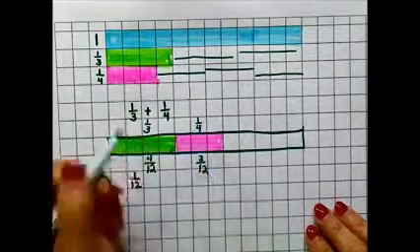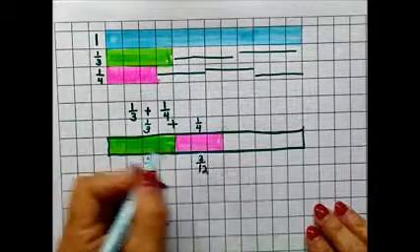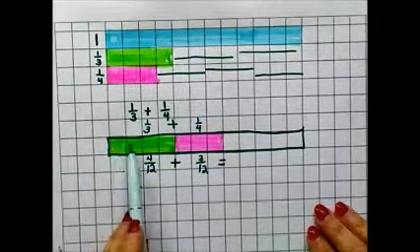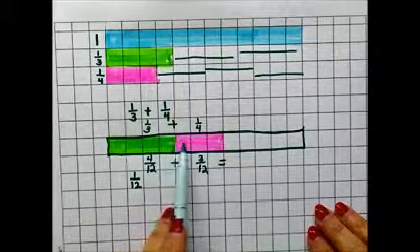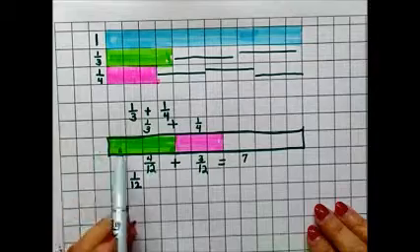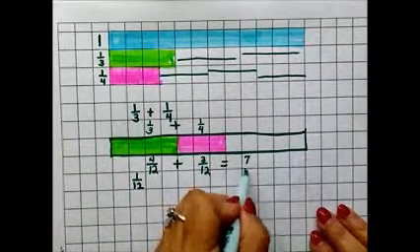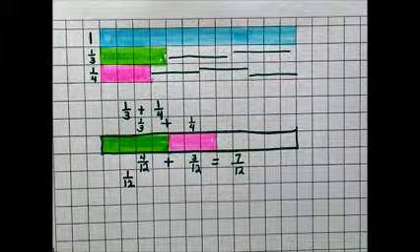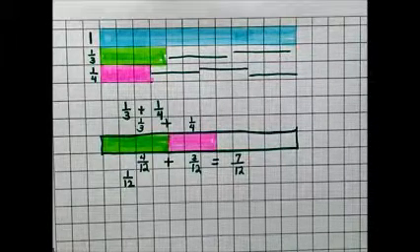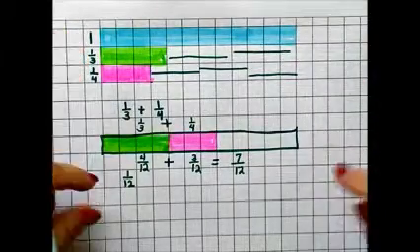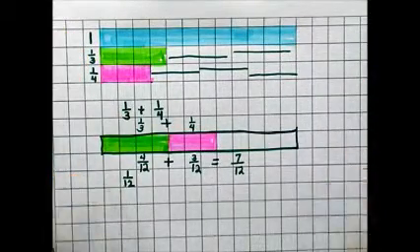And when I add those together, I'm going to get 1, 2, 3, 4, 5, 6, 7 out of 12 pieces. So I have 7 twelfths, and 7 twelfths won't reduce. So I did a fraction addition based on using blocks. Now, why did that work?